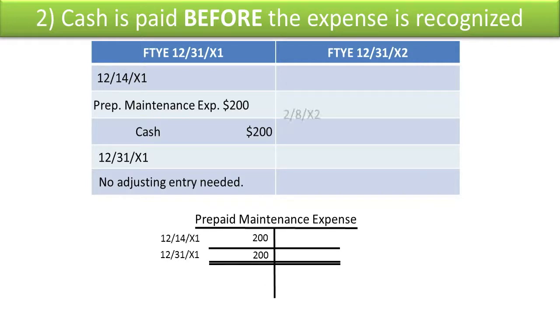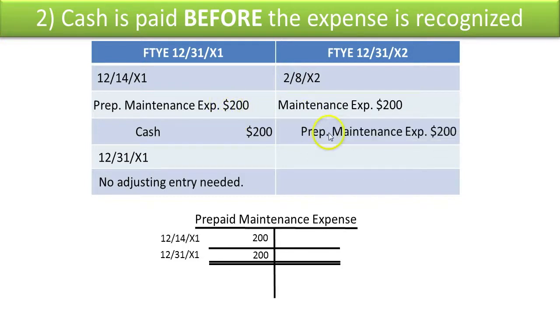In the following year, when the service is actually provided on February 8th, we will debit maintenance expense of $200, and we're not paying cash now, so what we'll have to do is credit this asset, showing it's been used up. When we post that $200 credit to the prepaid maintenance expense ledger account, we will end 20X2 with no remaining asset, which is what should have happened.